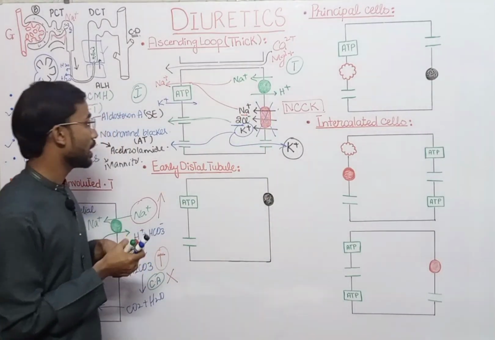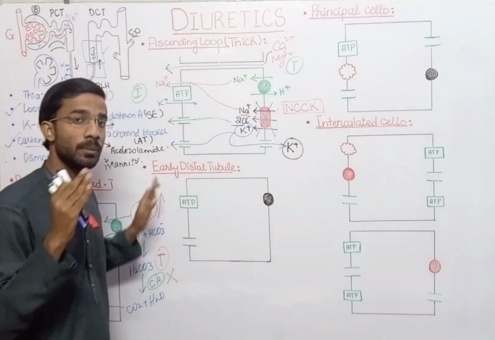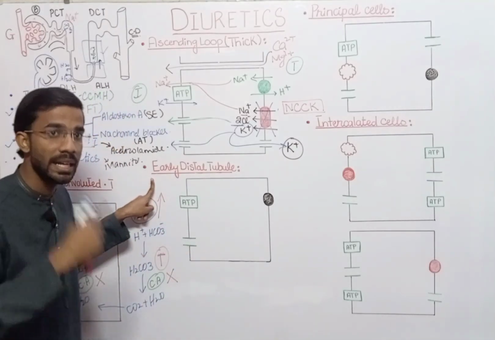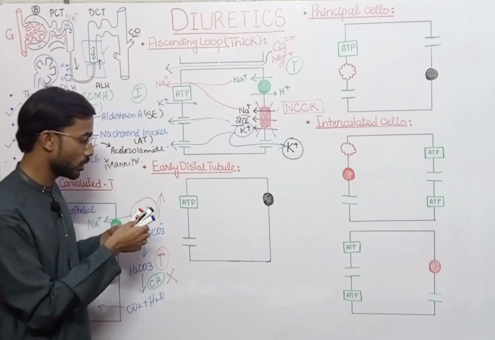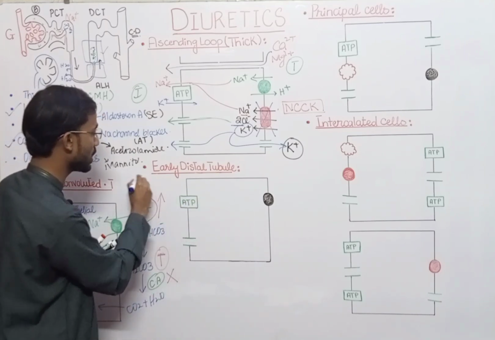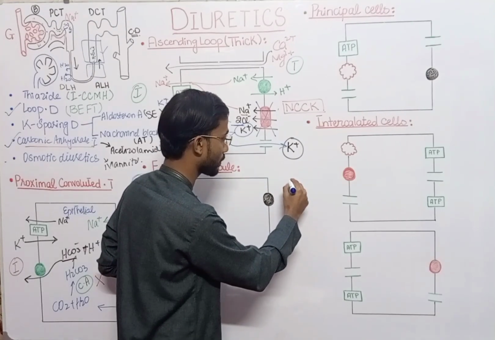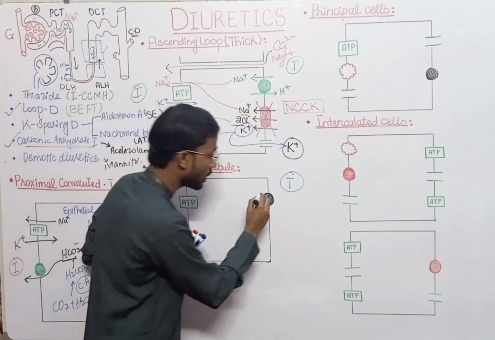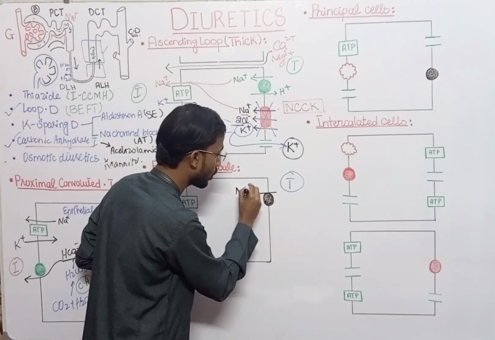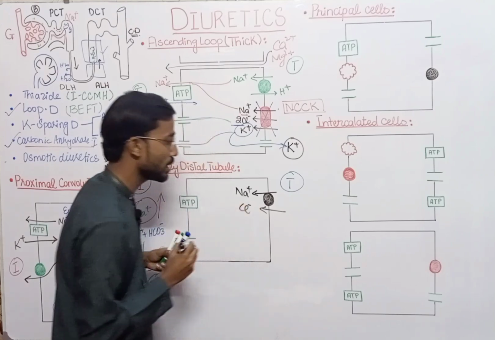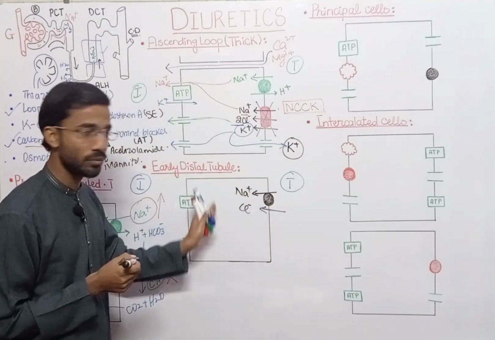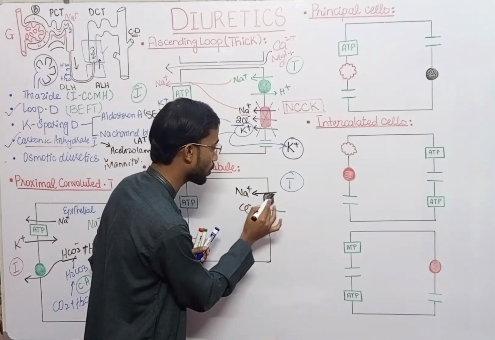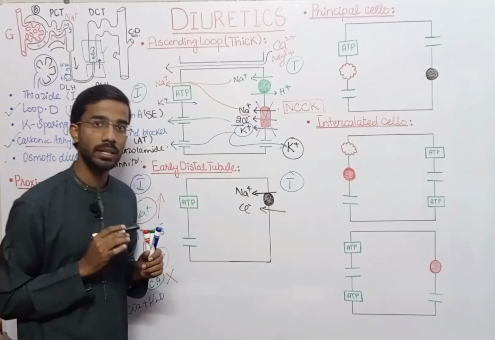Next, if we look at the distal tubule, we divide it into early and late. First of all we will discuss the early distal tubule. Here, this is the interstitial space and this is the tubular lumen. The sodium and chloride co-transporter moves these ions in the same direction, so this transporter moves sodium and chloride into the epithelial cell.